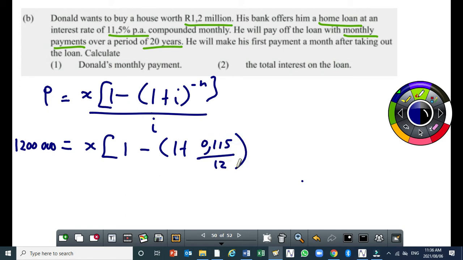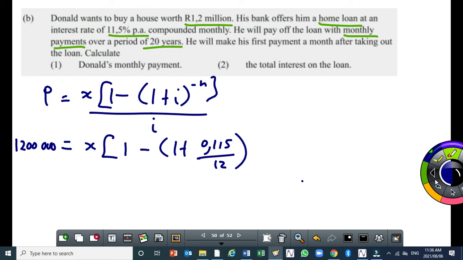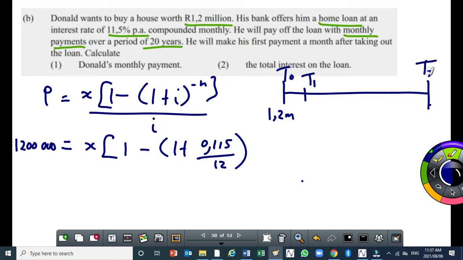Now, the n. Since the first payment is made 1 month after the loan was given, it means the first payment is made at T1. At T0, we have got our 1.2 million, that he gets the money here. The total number of years is 20. So 20 years times 12 months, that's 240. So this will be the timeline. So your n there is going to be 240.